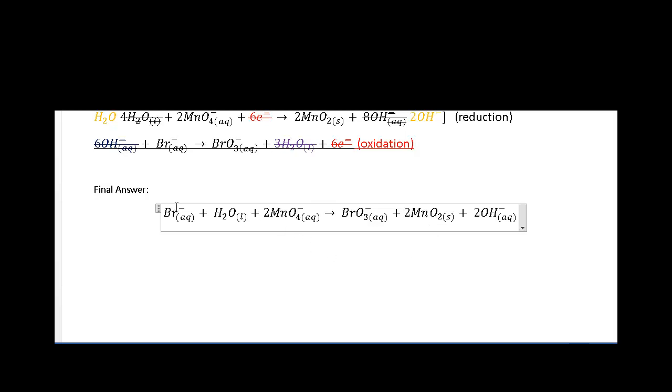Let's check the charge. -1 plus -2 is -3. And -1 here plus a -2 is -3. So we are mass balanced. Yes, we are charge balanced. And this is the right answer for our redox reaction under basic conditions.